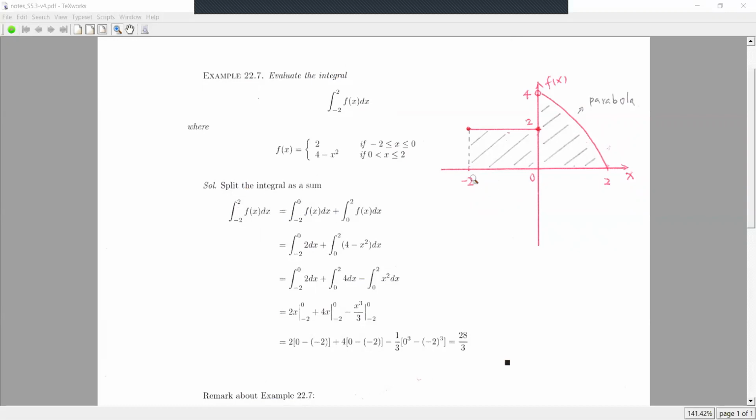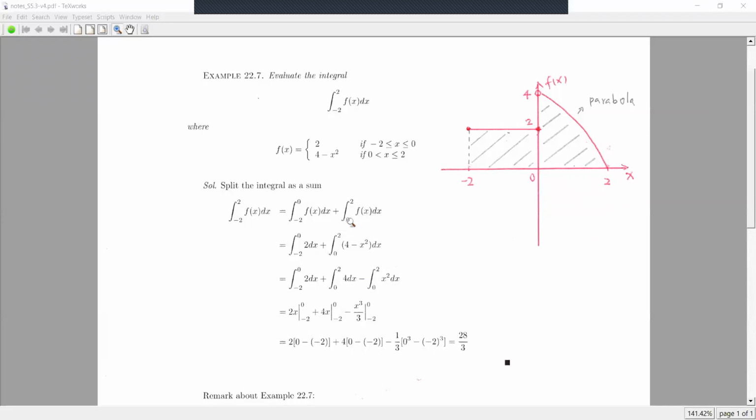Here I split this integral from negative 2 to 2 into an integral from negative 2 to 0, where the function is continuous, plus the integral from 0 to 2, where the function is also continuous. So we can apply the fundamental theorem to compute these two integrals. When x is between negative 2 and 0, the function f is 2. This integral is this integral.